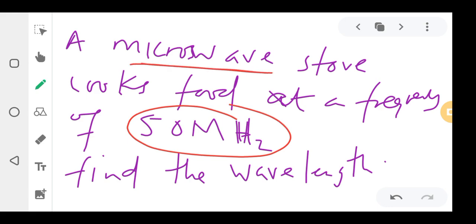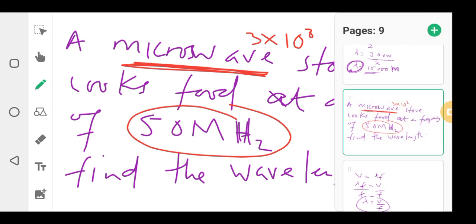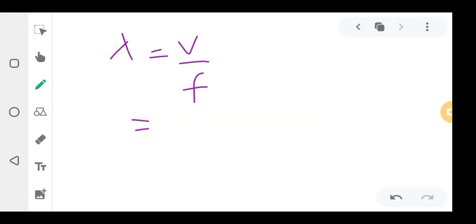But what wave is it? Microwave. Microwave, is it part of the waves in the electromagnetic spectrum? Yes. The first wave is radio wave, the second wave is microwave. So it means it also travels at 3 times 10 to the power 8. You see? So that's the speed I'll use also here, because it's part of the spectrum. So 3 times 10 to the power 8 over the frequency, which is 50 megahertz.